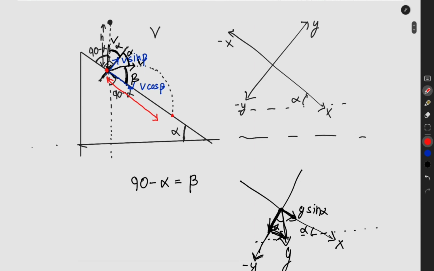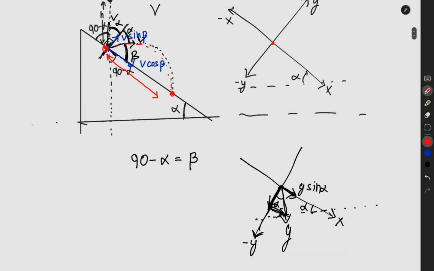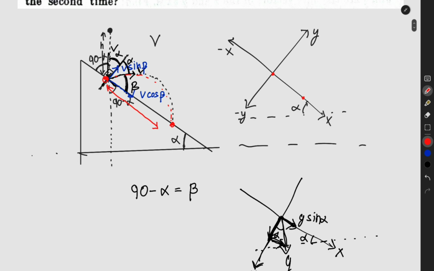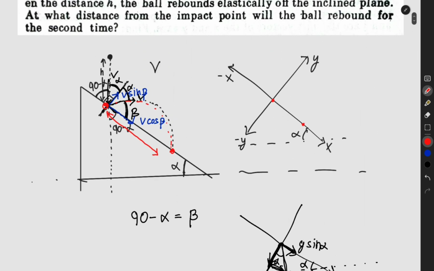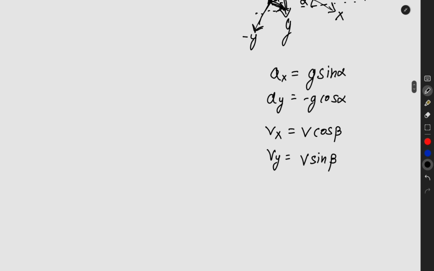Now, when the ball hits the inclined plane, you see that its y coordinate is 0, according to our choice of coordinate axis. So here it is 0, and then it travels this, and then it hits here. Notice how this position and this position in the y direction are the same. Both positions are at y equal to 0 according to our coordinate axis. So let me find how much time it takes to travel from here again to y equals 0.